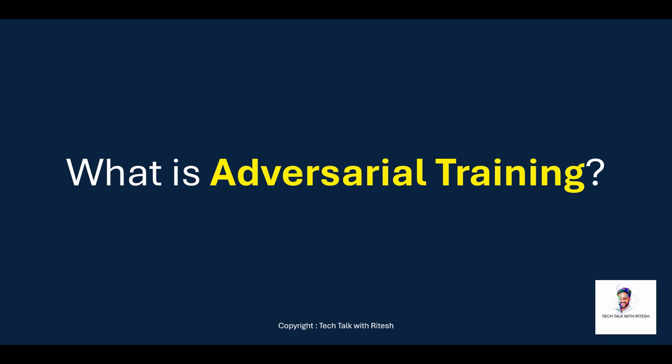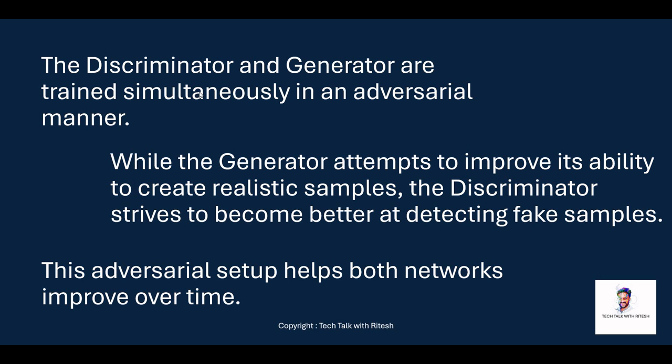And what is adversarial training? We saw this term, that this whole thing works in an adversarial manner. The discriminator and generator are trained simultaneously in an adversarial manner. So they are against each other, because that is how they have been trained, so that they both can improve. While the generator attempts to improve its ability to create realistic samples, the discriminator strives to become better at detecting fake samples. And this adversarial setup helps both networks improve over time.